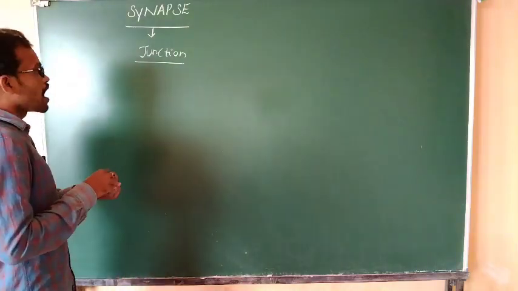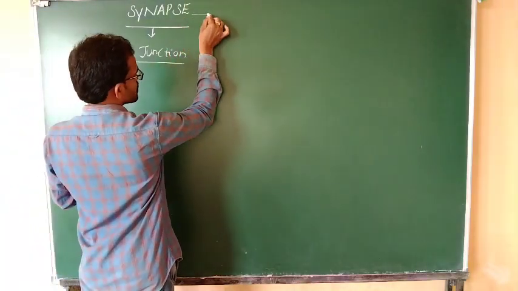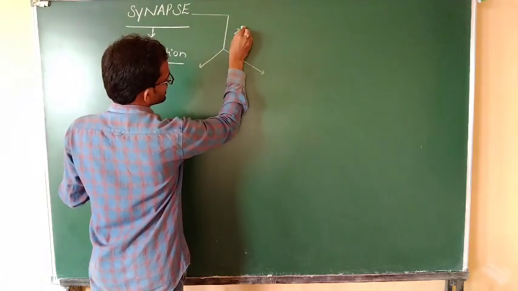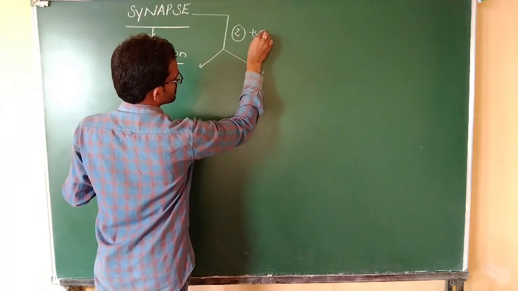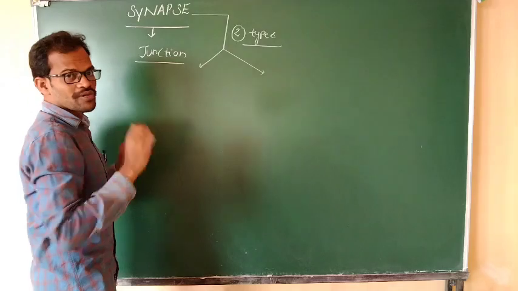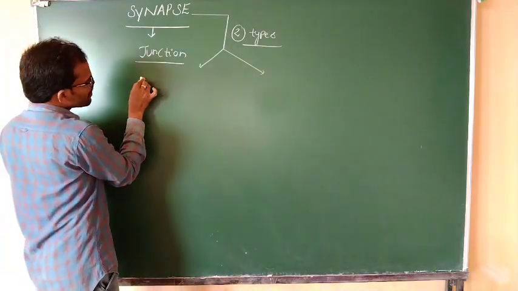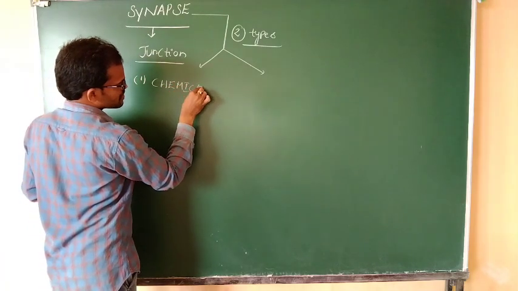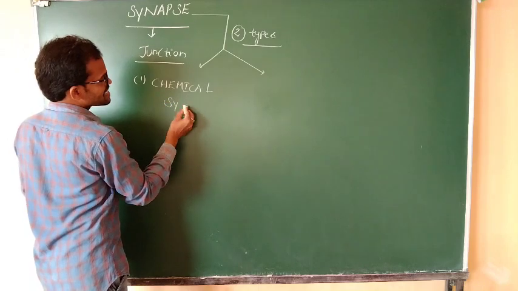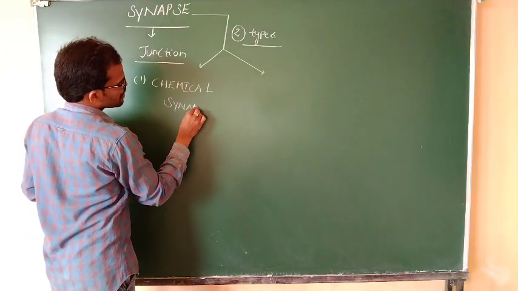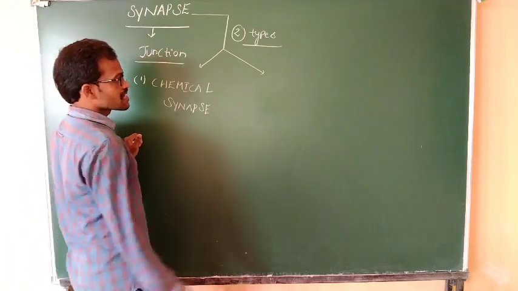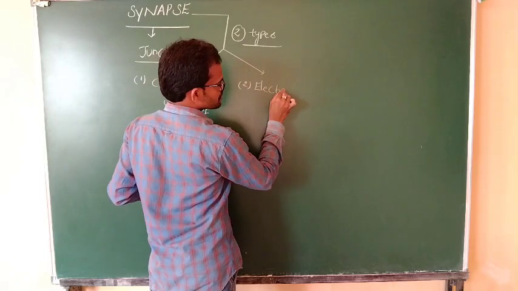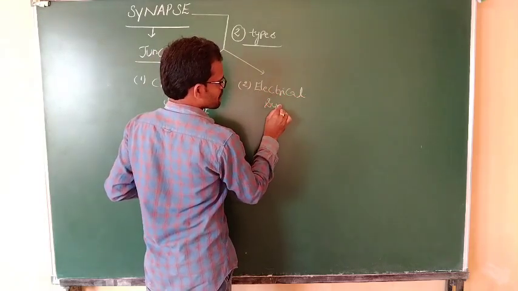Synapses are of two types. First, the chemical synapse. Second, the electrical synapse.